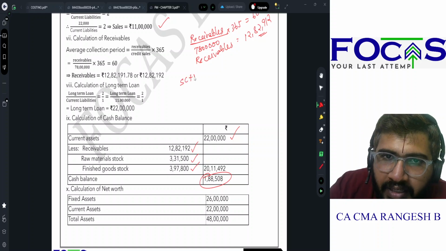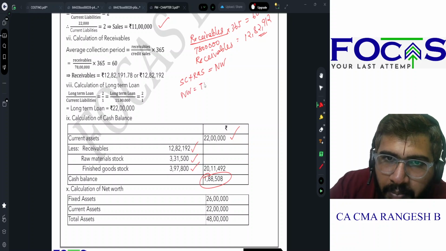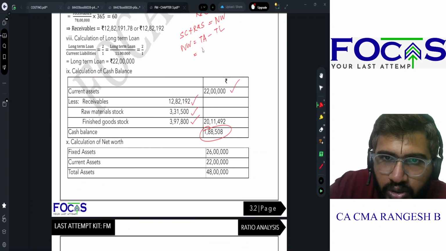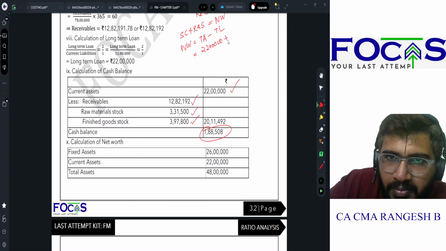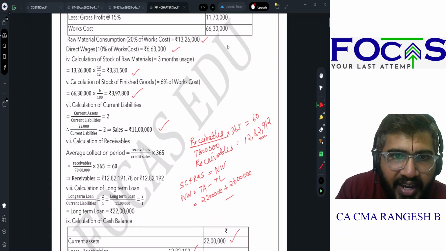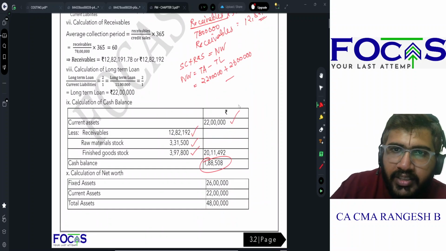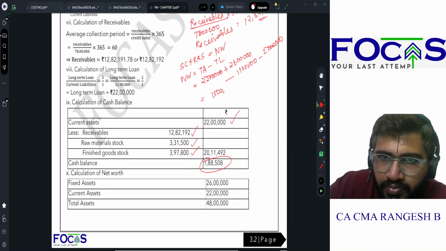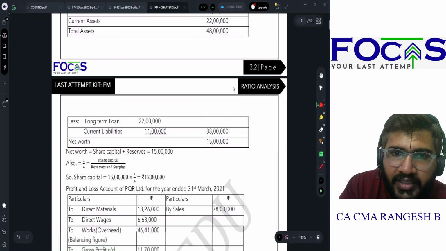Next is share capital plus reserves and surplus. This is called net worth. Correct? So how can I calculate net worth? Total assets minus total liabilities. How much are total assets? My current assets is 22 lakhs, fixed assets is 26 lakhs. So 22 lakhs current assets plus fixed assets 26 lakhs minus total liabilities. Current liabilities is 11 lakhs. Long term loan is 22 lakhs. So how much is my net worth? 22 gets cancelled. 26 minus 11 is 15 lakhs. So 15 lakhs is my share capital plus reserves and surplus.